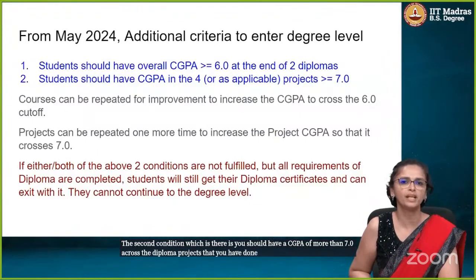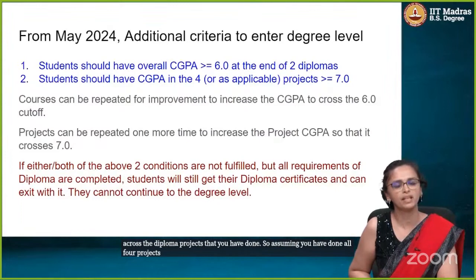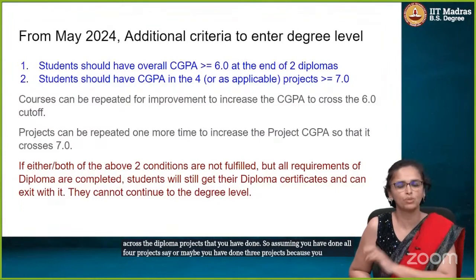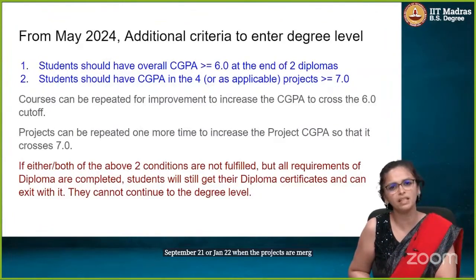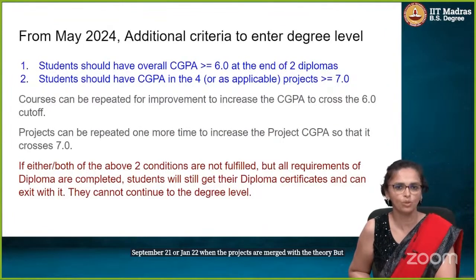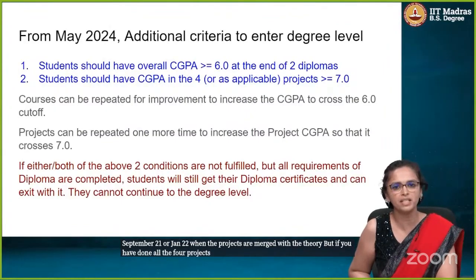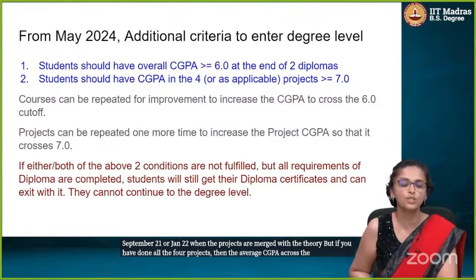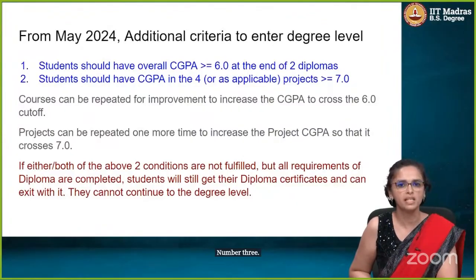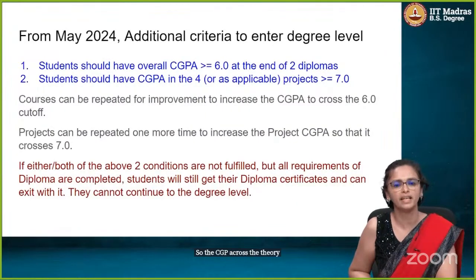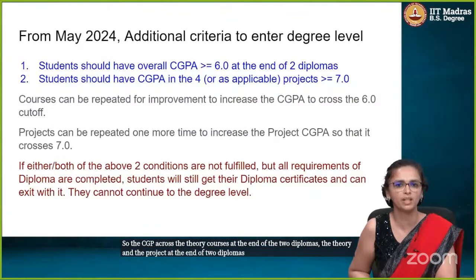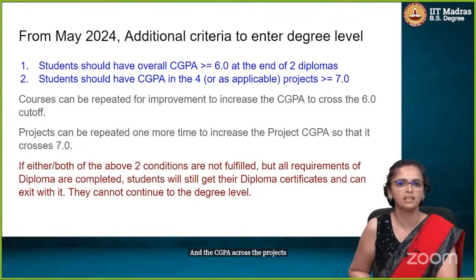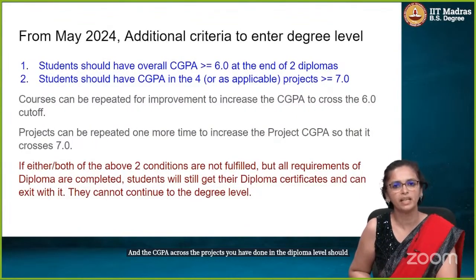So, assuming you have done all 4 projects, say, or maybe you have done 3 projects because you started your diploma course in September 21 or Jan 22 when the projects are merged with the theory. But if you have done all the 4 projects, then the average CGPA across the 4 projects should be greater than 7. So, the CGPA across the theory courses and the project at the end of 2 diplomas should be greater than or equal to 6, and the CGPA across the projects you have done in the diploma level should be greater than or equal to 7.